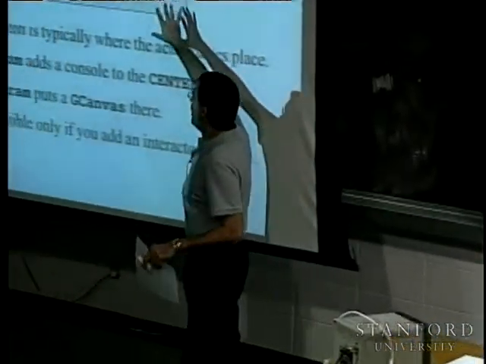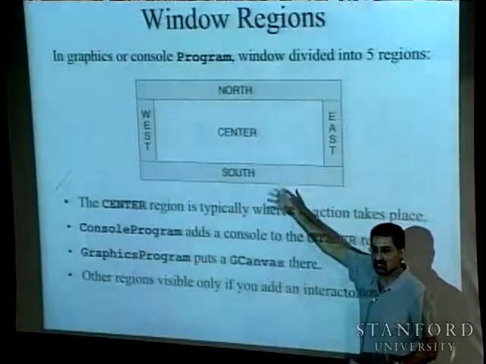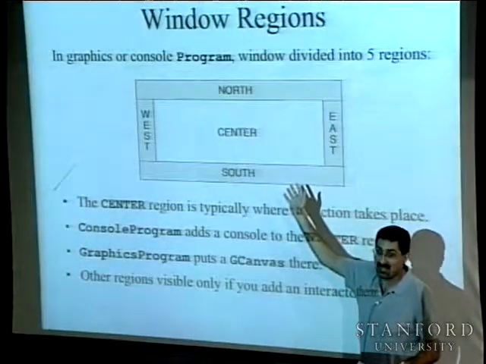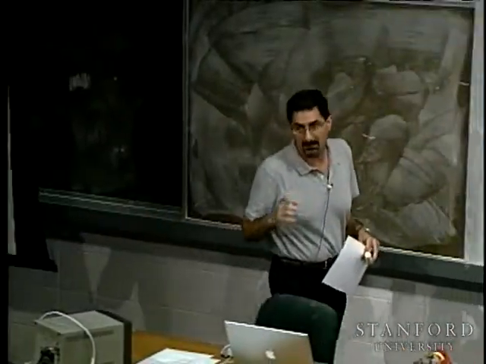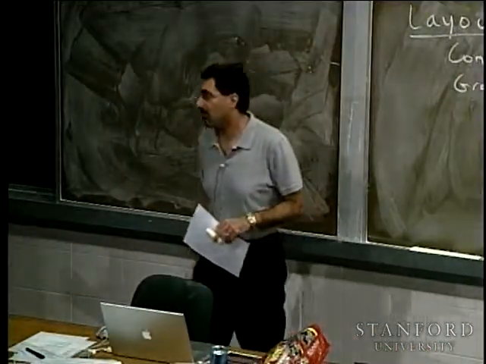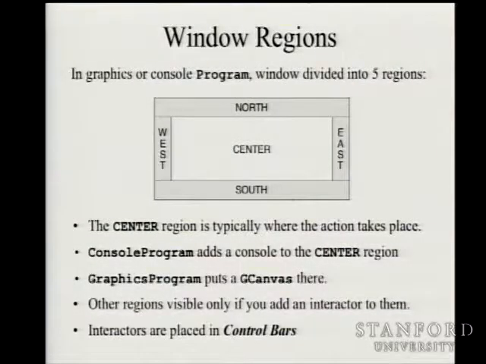So in the very early days when you had a graphics program that was all just graphics, you would say, hey, Maron, nothing showed up in the south region. Yeah, because we didn't put any interactors there. These interactor regions only show up if we actually put interactors on them. And we said these are referred to as control bars. So you saw these last time.